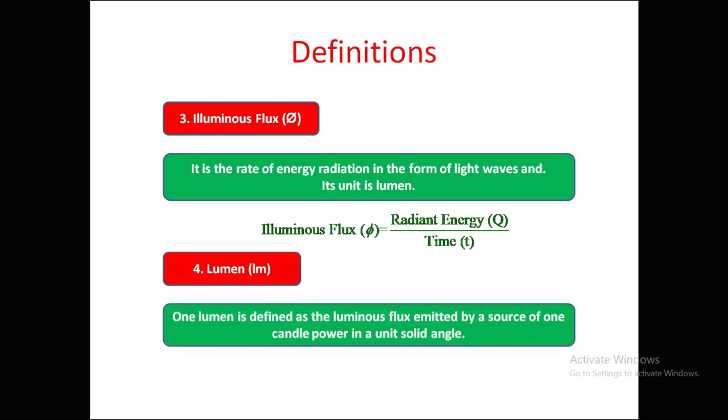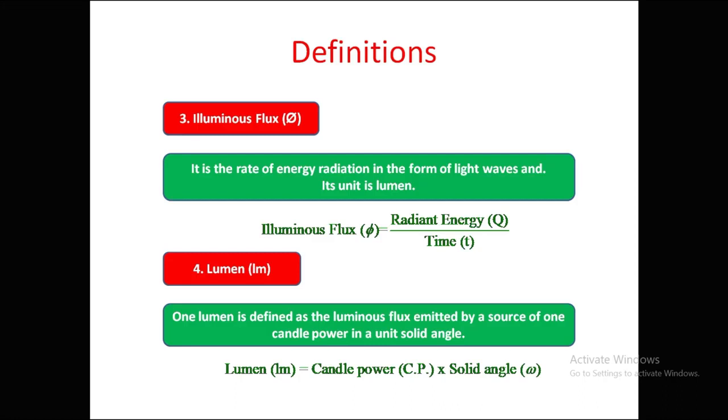Let us see. One lumen is defined as the luminous flux emitted by a source of 1 candle power in a unit solid angle. So this is the definition of lumen. So the formula is like this. Lumen Lm is equal to candle power Cp into solid angle omega.